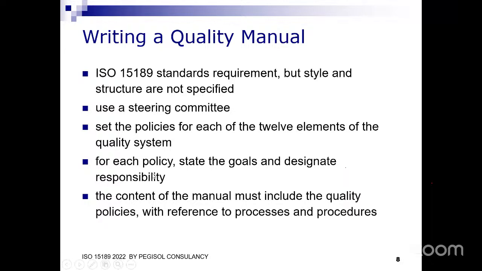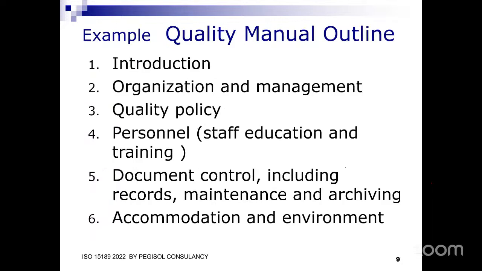Okay. So as I was saying, sometimes you need to use a steering committee to be able to draft a quality manual, setting the policy for each of the 12 elements of the quality system. Then for each policy, you need to state the goals and designate responsibility. Now, the content of the manual must include the quality policies with references to the processes and procedures. And sometimes you can make references to the clauses within the ISO that the QA manual is stating.